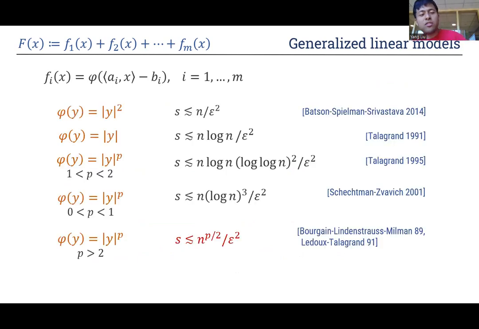For different functions phi, a lot is known about sparsification. For example, when phi is just a power function, so phi(y) is y squared, it's known that you can achieve s at most n over epsilon squared, and this is in fact tight. For other values of p, in particular p less than 2, it's known that you can get n polylog n over epsilon squared. And for p greater than 2, it's known that something like n to the p over 2 over epsilon squared is tight up to polylog factors.